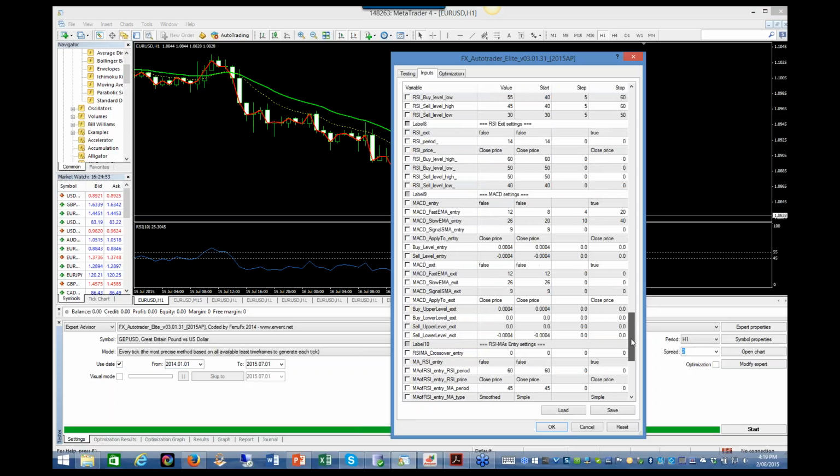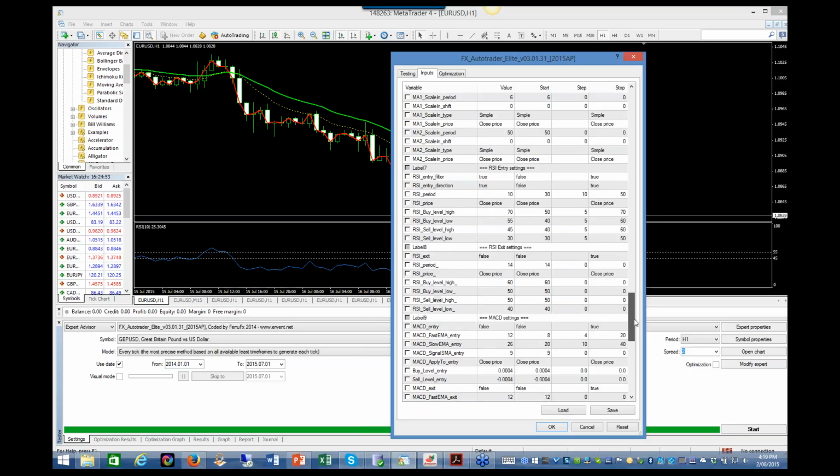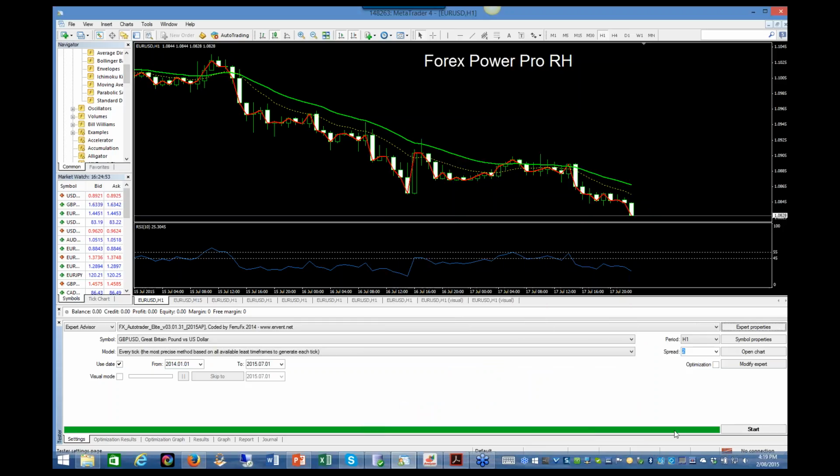And then we have an RSI setting, which is up here. So RSI entry filter is true. The period is 10, has to be greater than 55, and I've set it to be less than 70. We don't want to get in a buy trade when RSI is too high, nor do we want to get in the sell trade when RSI is already too low.